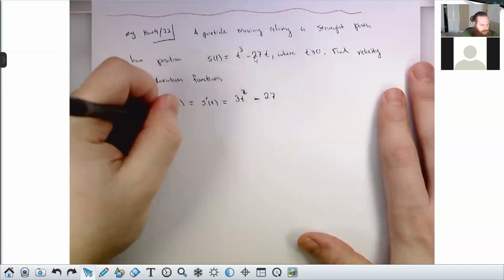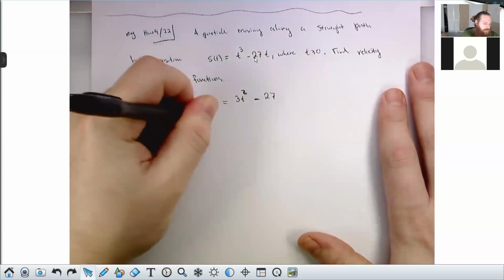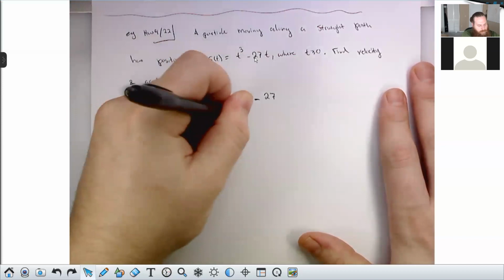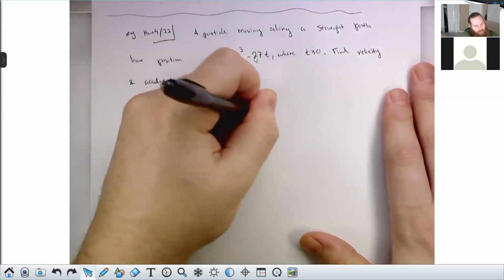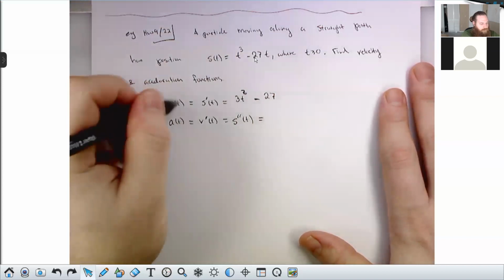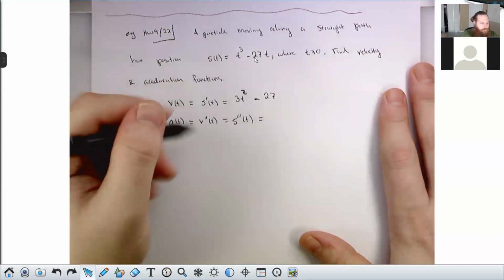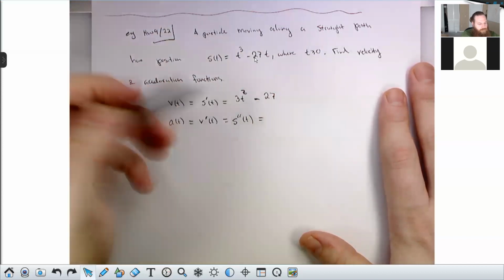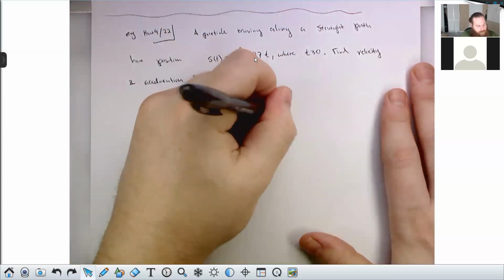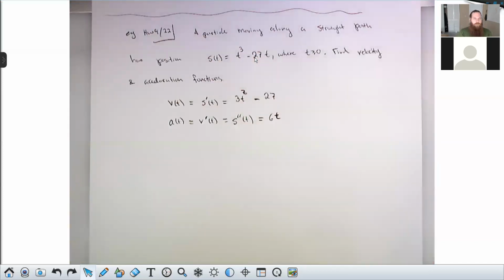And then acceleration is the derivative of the velocity, which is also the second derivative of position. Right? You can think of it in either way. The derivative of position is this, which is velocity. If you differentiate again, we use the double prime notation for that. This would be 6t, and then the 27 differentiates to 0. It's a constant. So these are our velocity and acceleration functions.